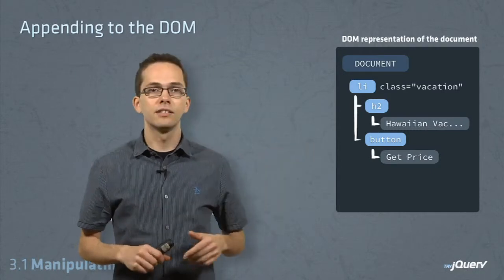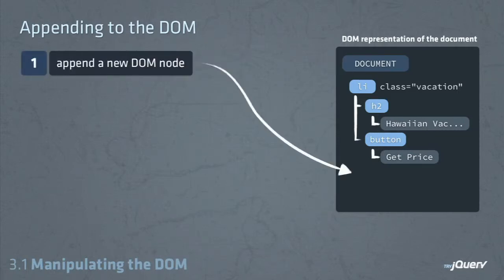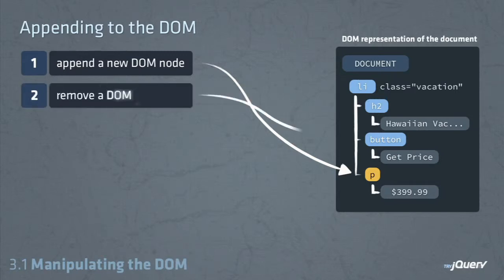So here is the DOM of our web page, as you can see. We need to do two things. First, we need to append a new DOM node to the bottom with the price. And then secondly, we need to remove the button altogether. So how might we do this using jQuery?